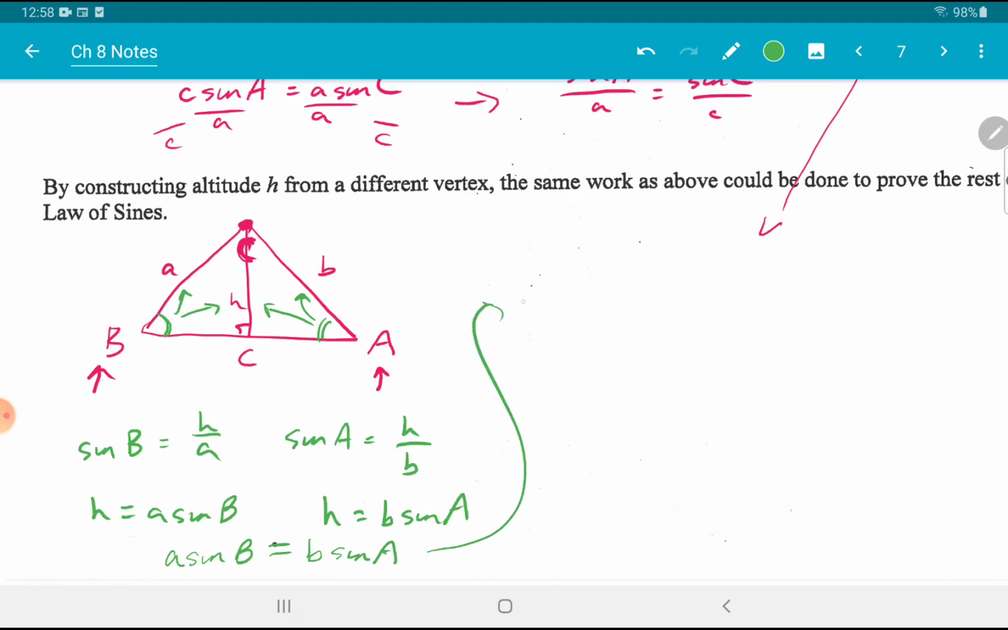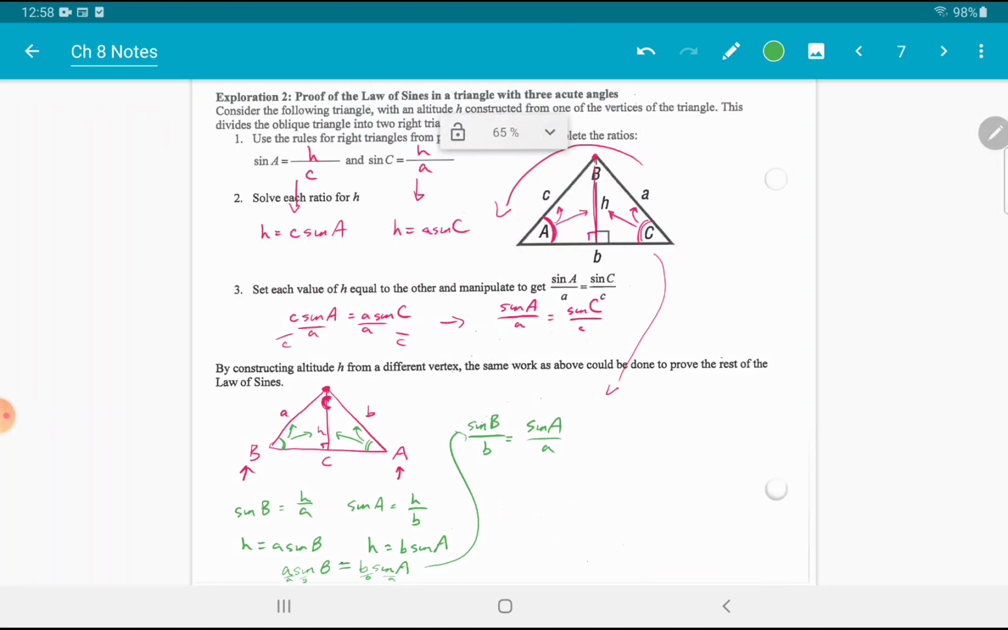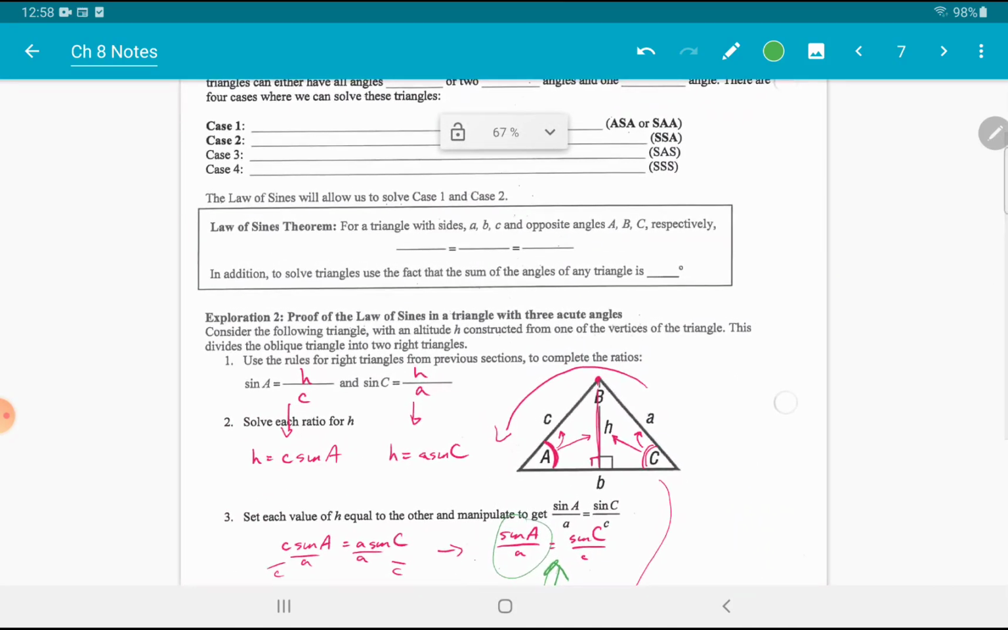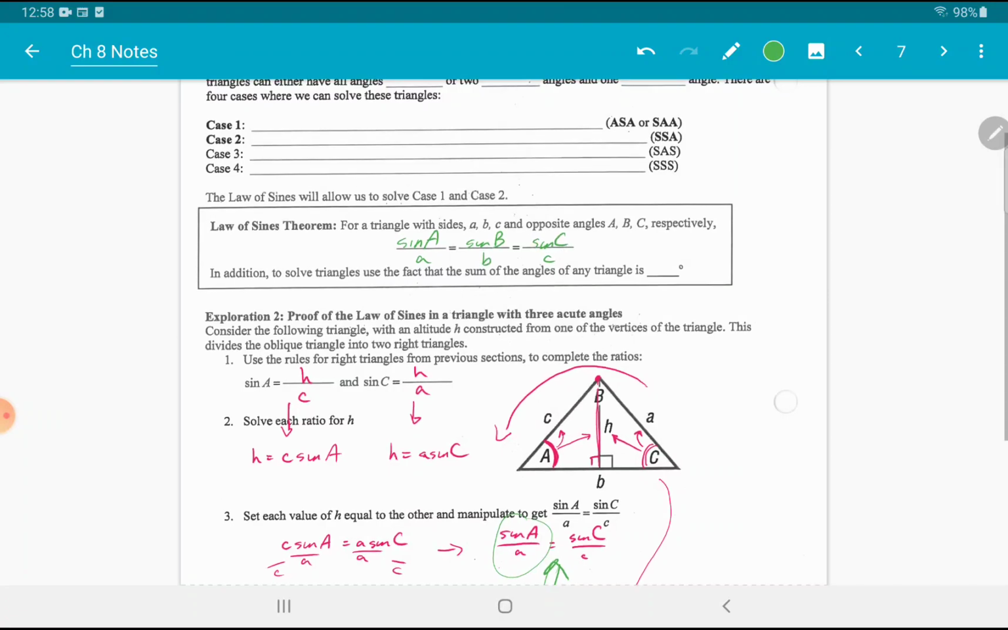And just like we saw in the previous example, if I divide both sides, let's say by B, and then divide both sides by A, then what I end up seeing is that sine of B over B is equal to sine of A over A. Oh, and if we actually combine that with our property we saw above, what we know is sine of A over A is also equal to sine of C over C. This is basically creating what we call the law of sines. And so if you look up above, the law of sines says that the sine of A over A is equal to the sine of B over B is equal to the sine of C over C. This is our law of sines.